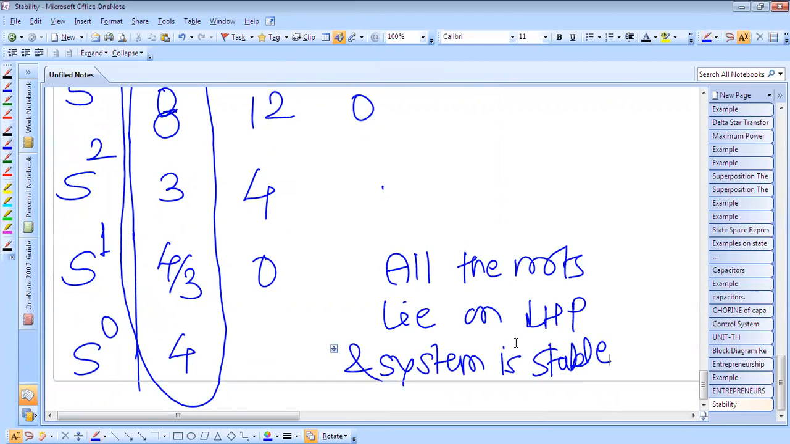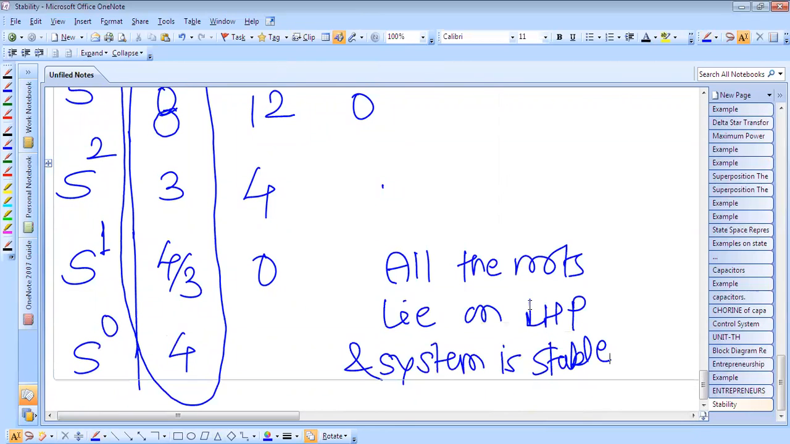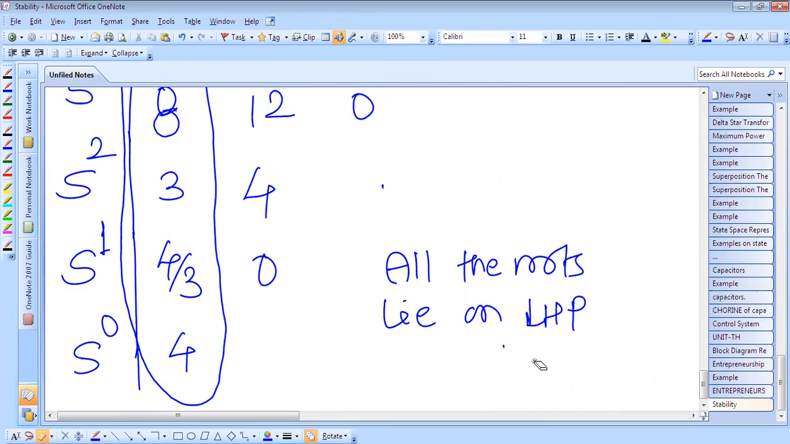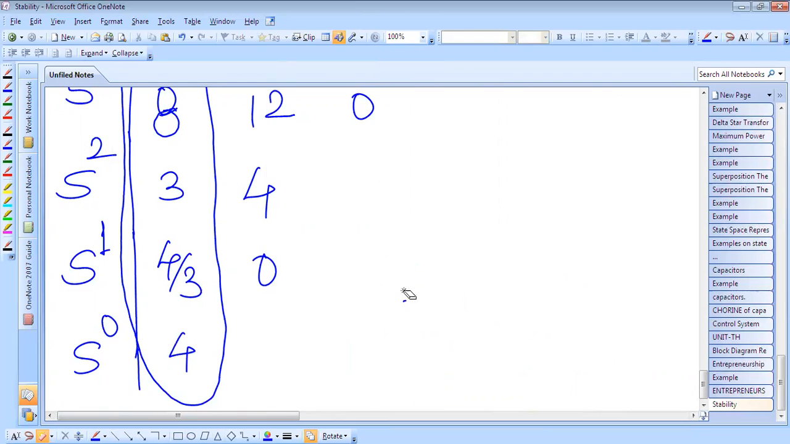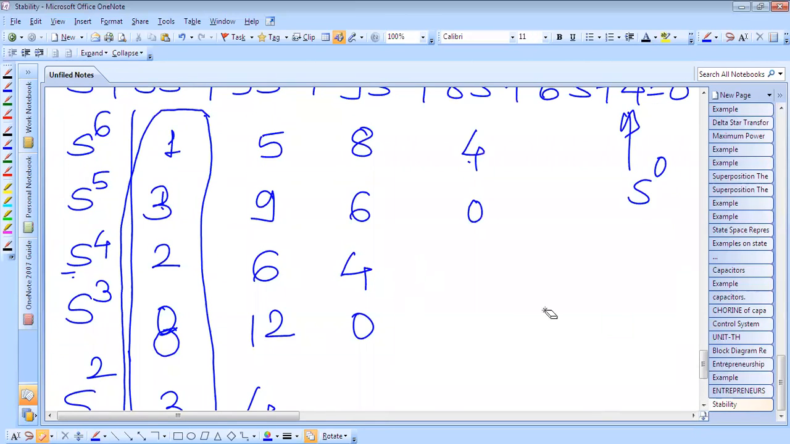No, not we. No, this is, we cannot say whether this system is stable or not, because we have got here the error. What error we have got? What difficulty we have got? Here we have got the 0. Initially we have got 0 here. So these rows of 0 we have replaced by the auxiliary polynomial equation.